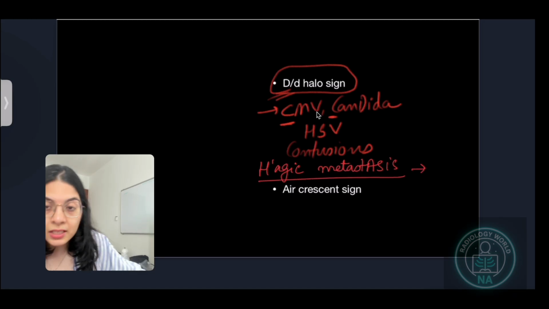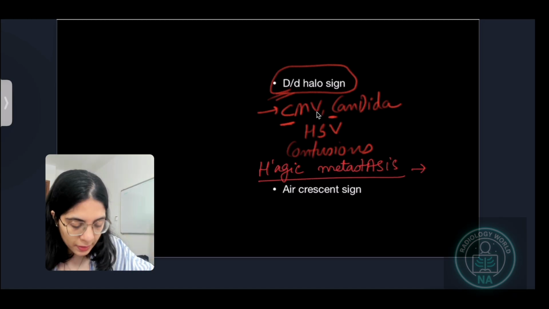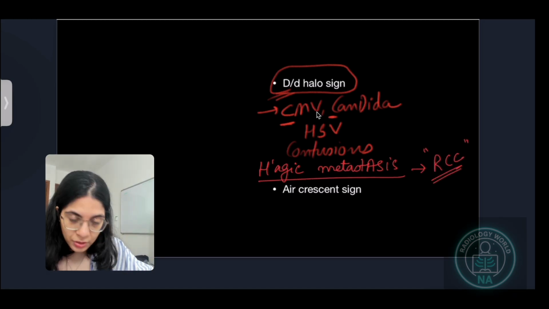Classically, with hemorrhagic metastasis, mets have multiple nodules with ground glass surrounding them. It is very classically seen with RCC, highly vascular tumors. Okay, so it can be seen with them.